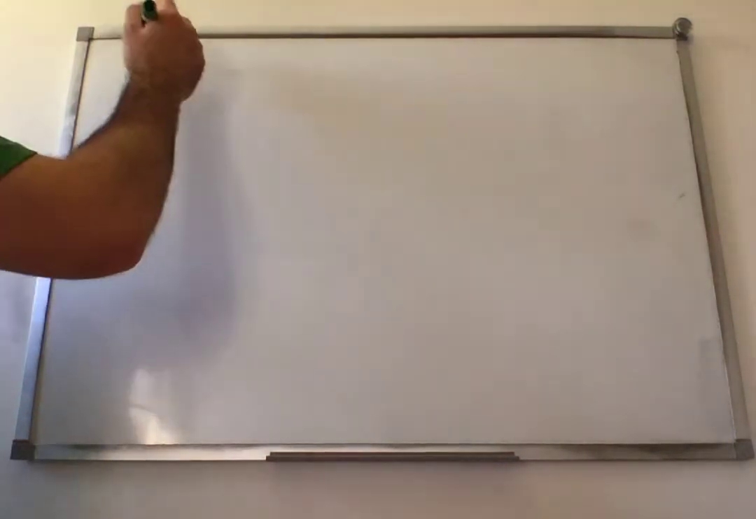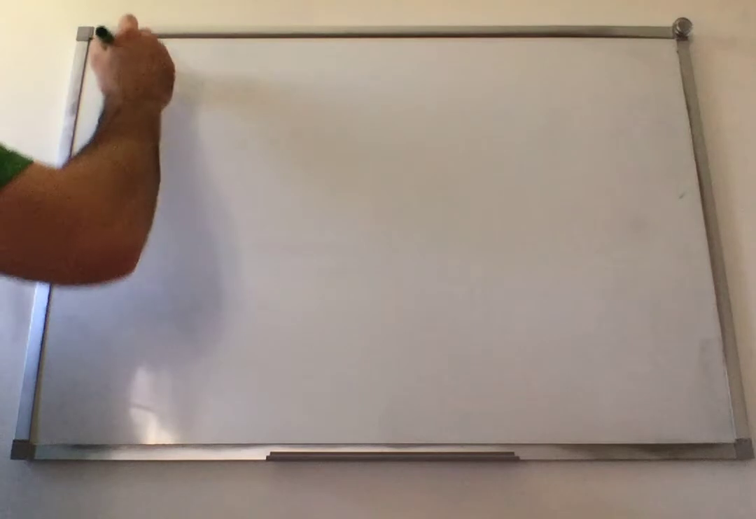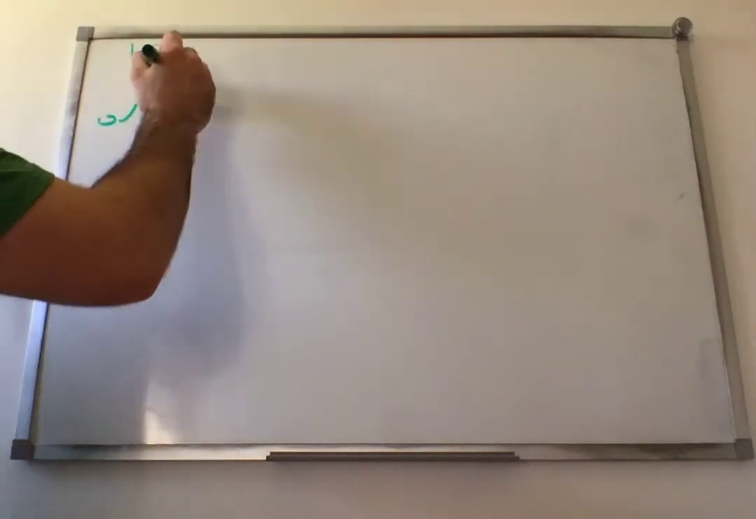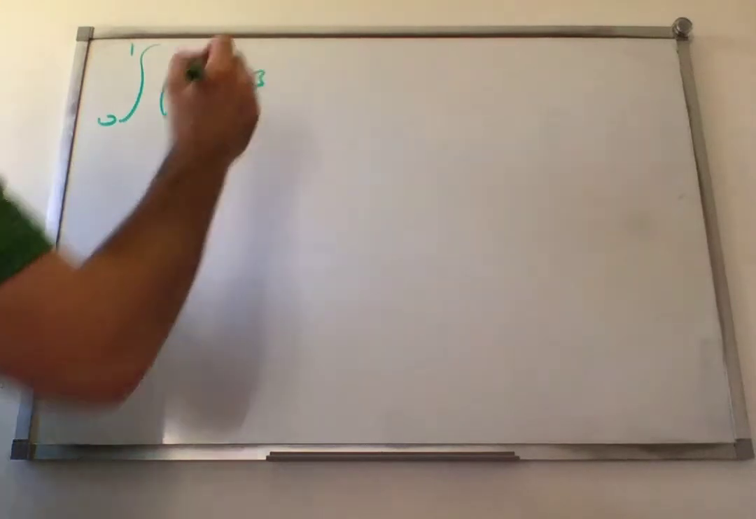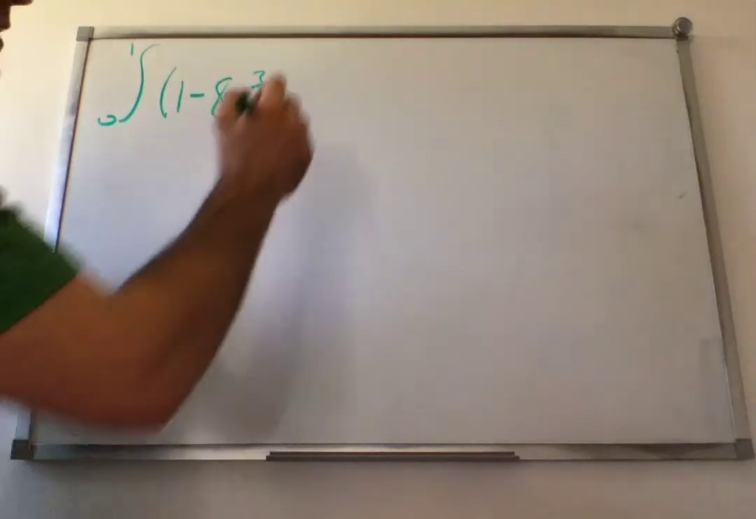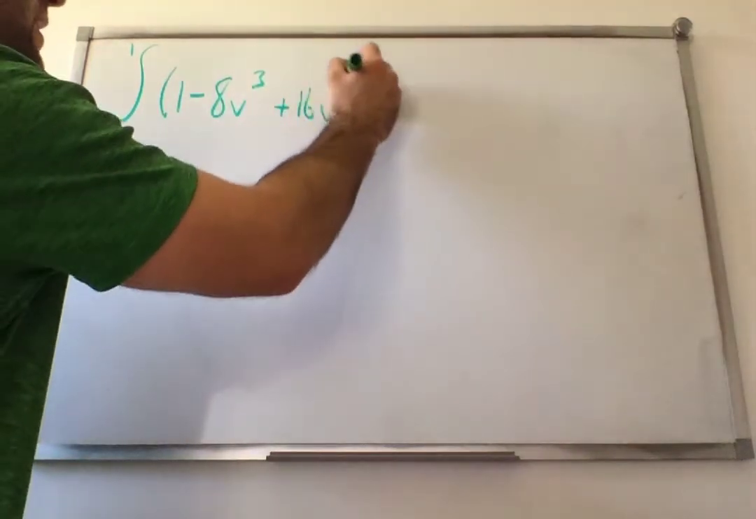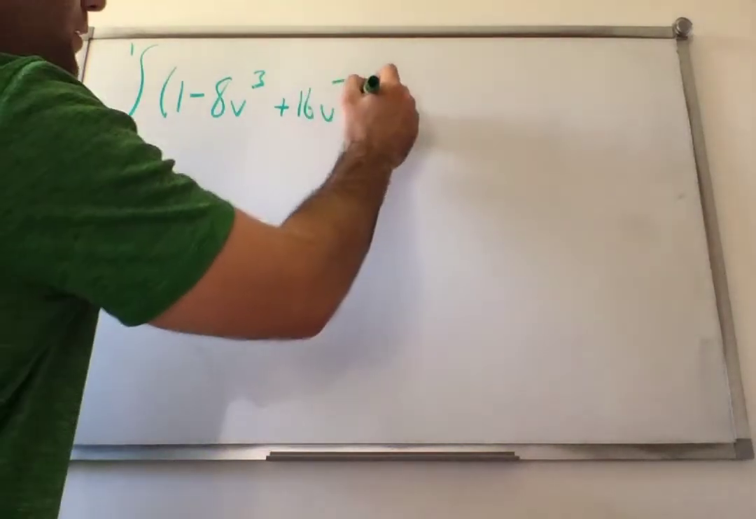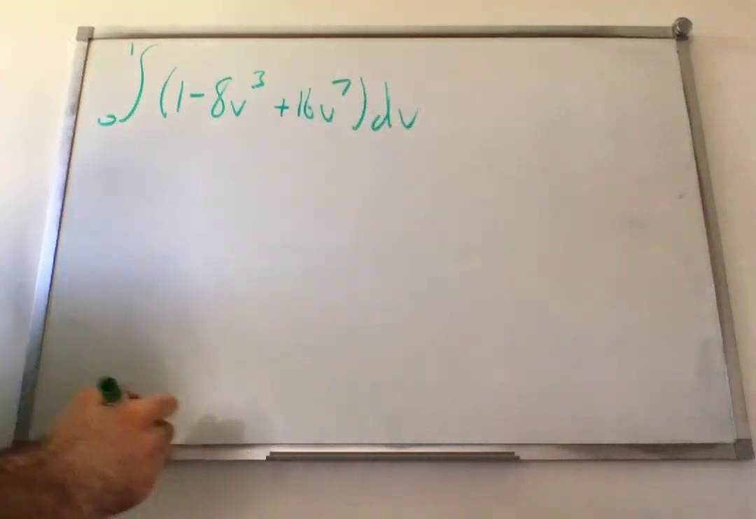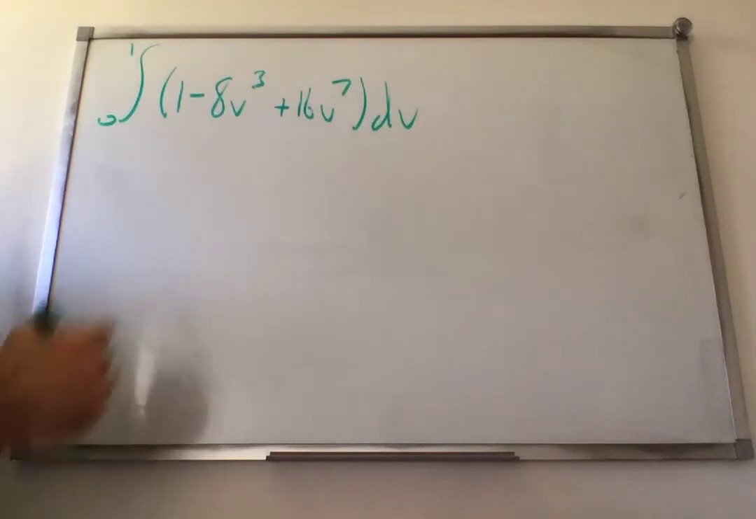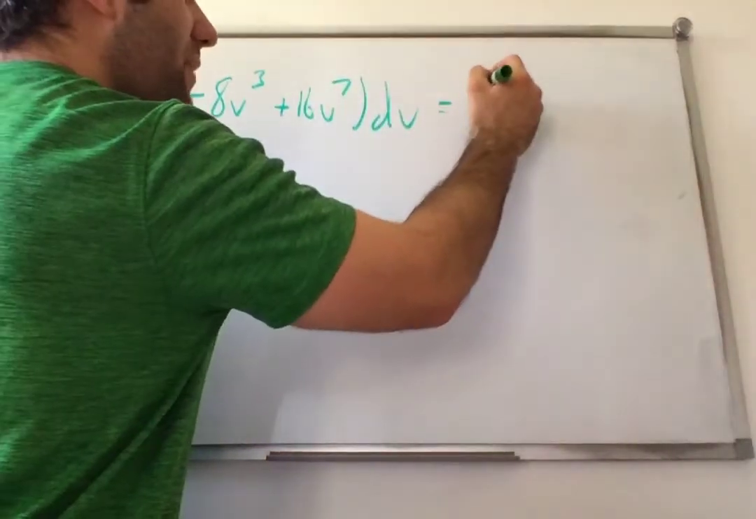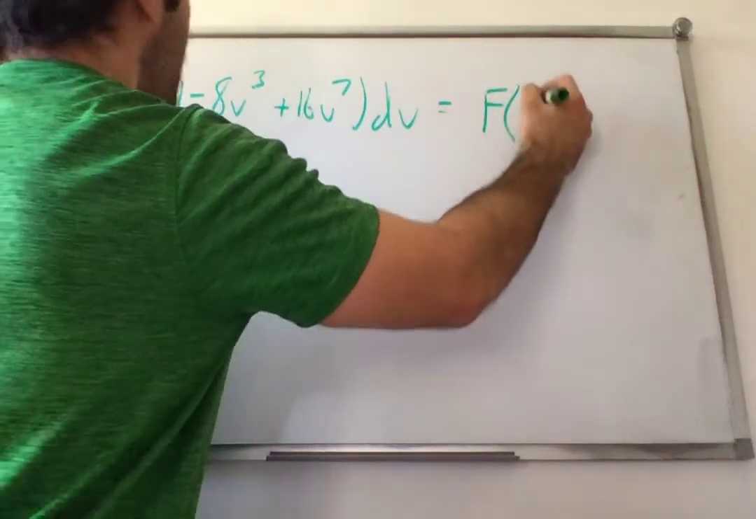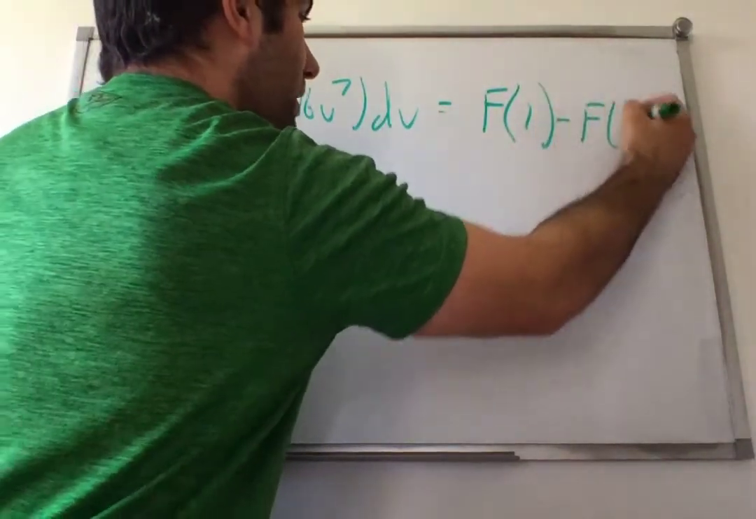Let's look at another example. The integral from 0 to 1 of 1 minus 8v cubed plus 16v to the 7th dv. So all we have to do is find the antiderivative, whatever that may be, plug in 1 minus plug in 0.